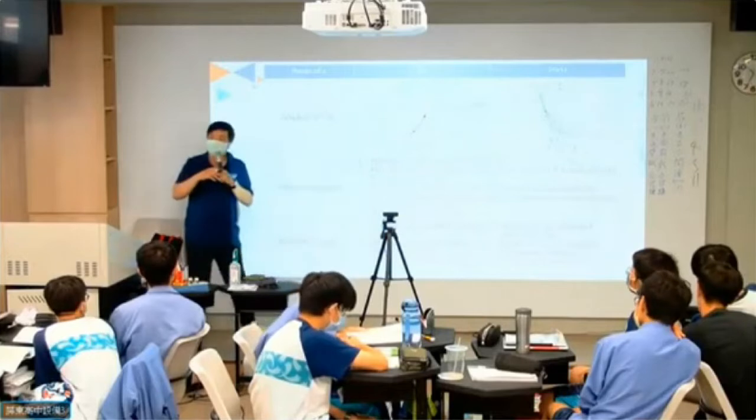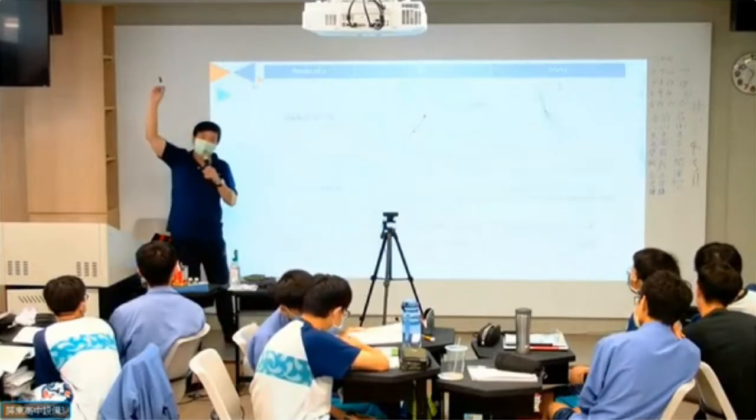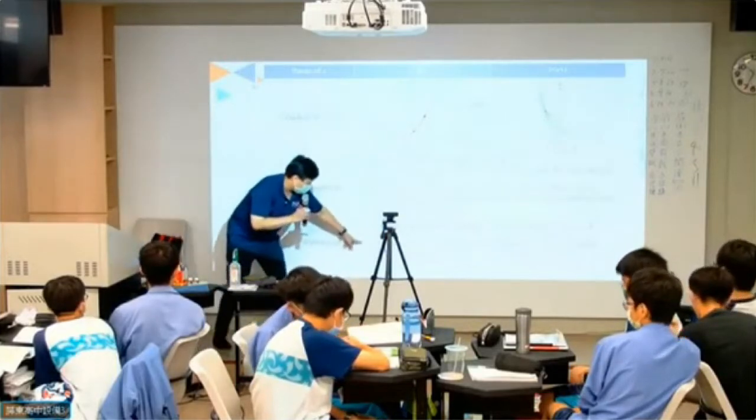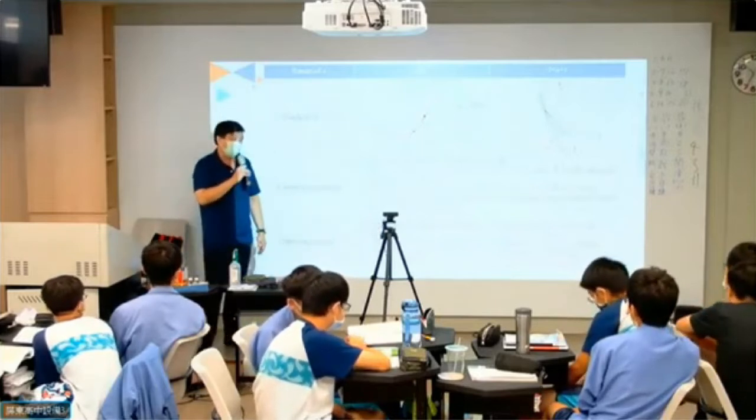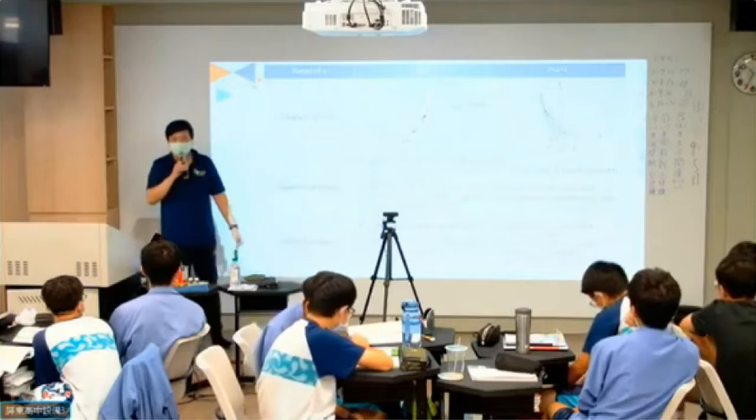That means from left to right, it goes up. And the second one, when the value of x increases, the value of y increases. That means it is a strictly increasing function.